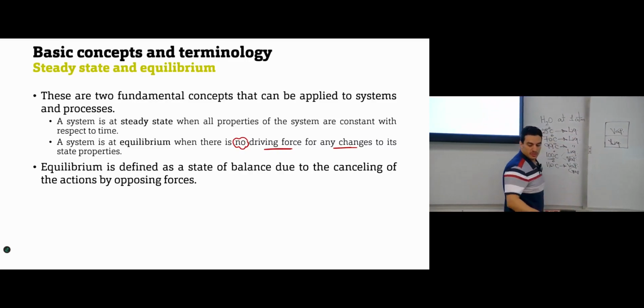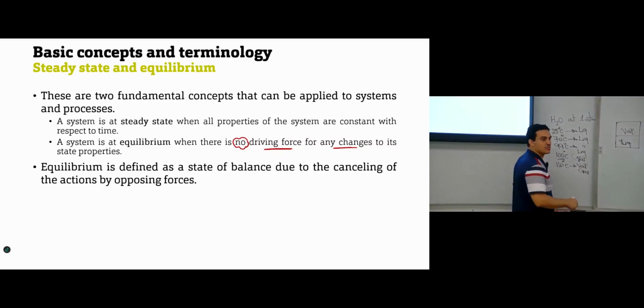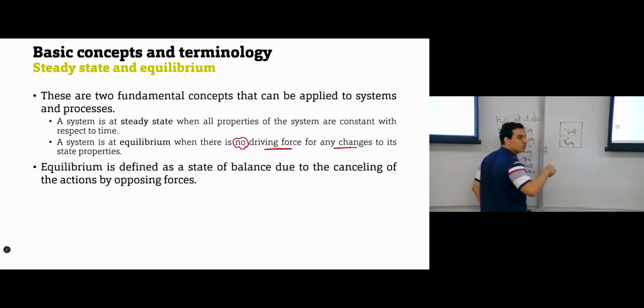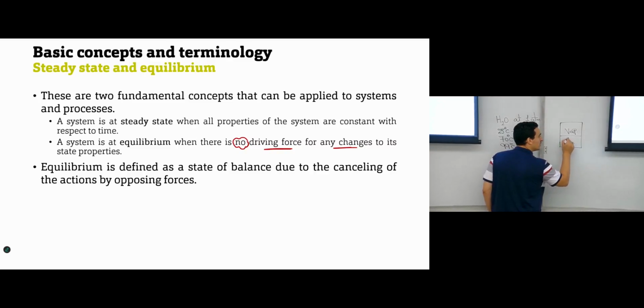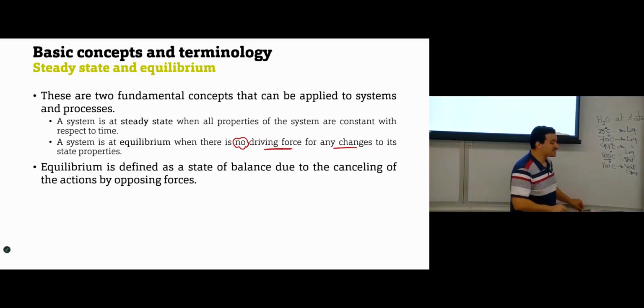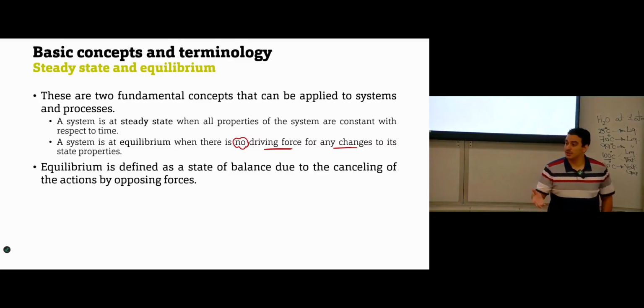But what we mean by this is that we have cancelling of actions by opposing forces. If one molecule that was liquid evaporates, at the same time one molecule from the vapor phase will condense. So this is why you cannot see any change. But this doesn't mean there are no changes happening. Changes are happening. The system is dynamic.